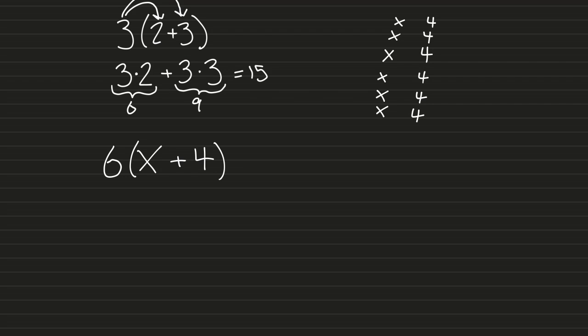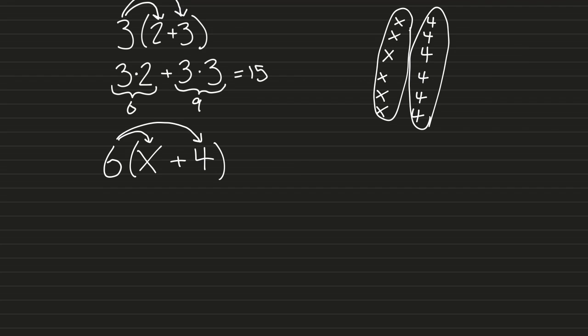Now, it doesn't take too much to see, well, hey, I've got 6 x's and I've got 6 4s, and we can do the same thing here. So we can do 6 times x and 6 times 4. Let's see, 6 times x is just going to be 6 times x. We don't know what x is yet, and maybe x can change. So we're just going to leave it as 6 times x. And we're going to add 6 times 4.